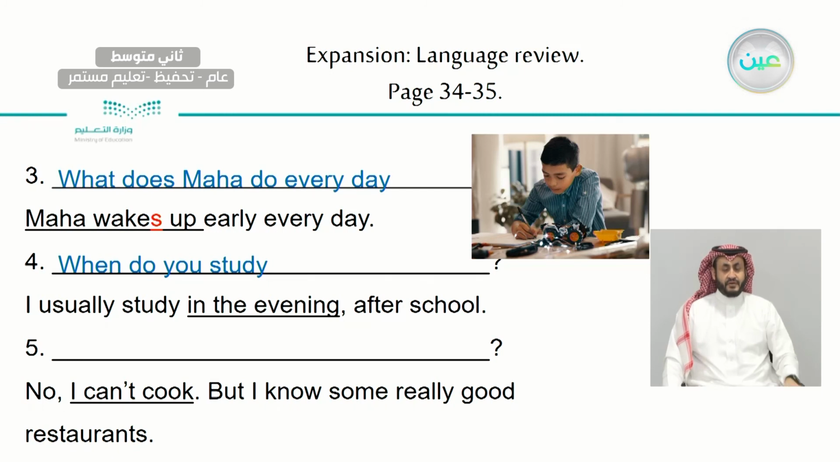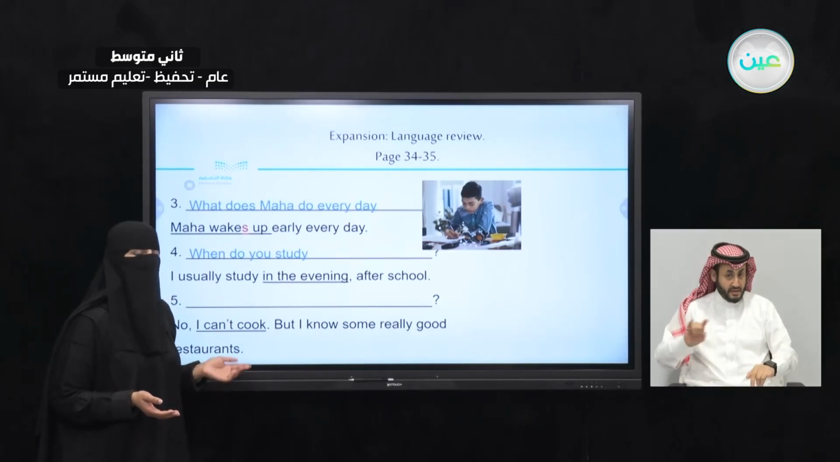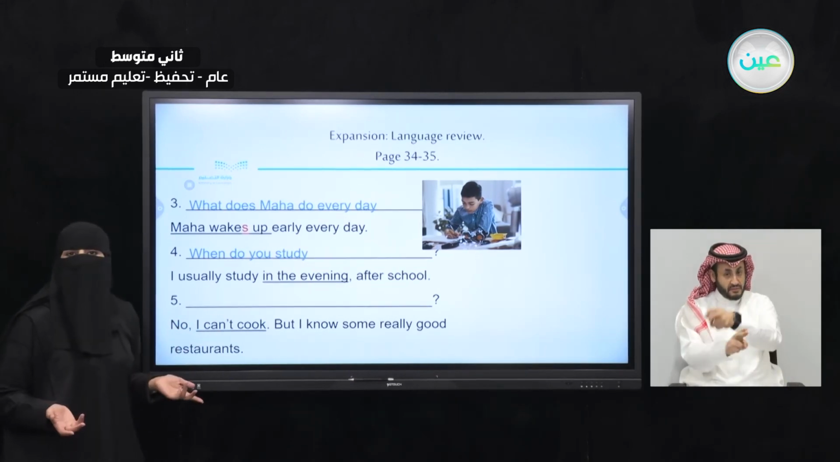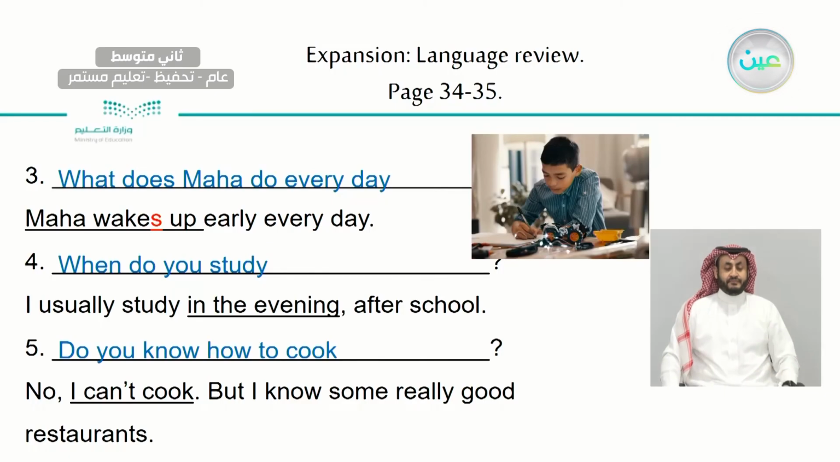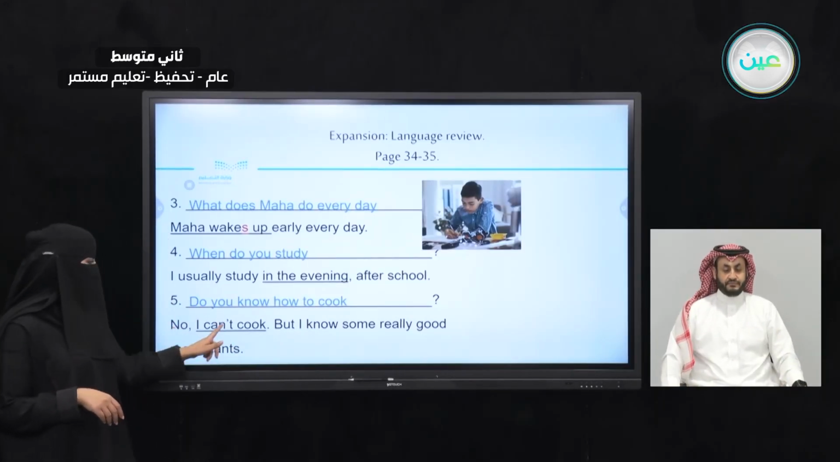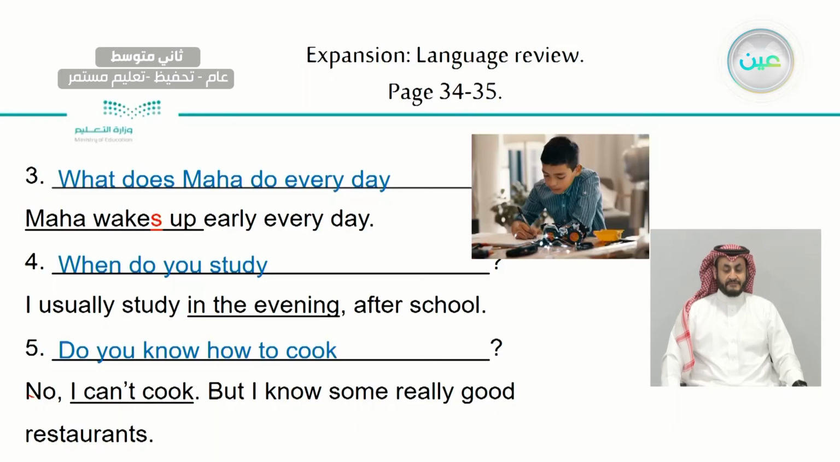Now, let's take a look at the next one here. We have, no, I can't cook, but I know some really good restaurants. So here we have, no, I can't cook. So what kind of question is it? It's a yes-no question. The answer is no, I can't cook. So what is the question going to look like? It's going to look like this: Do you know how to cook? The answer is no, I can't cook. It's a thing that I don't know how to do, not my skill. No, I can't cook, but I know some really good restaurants.